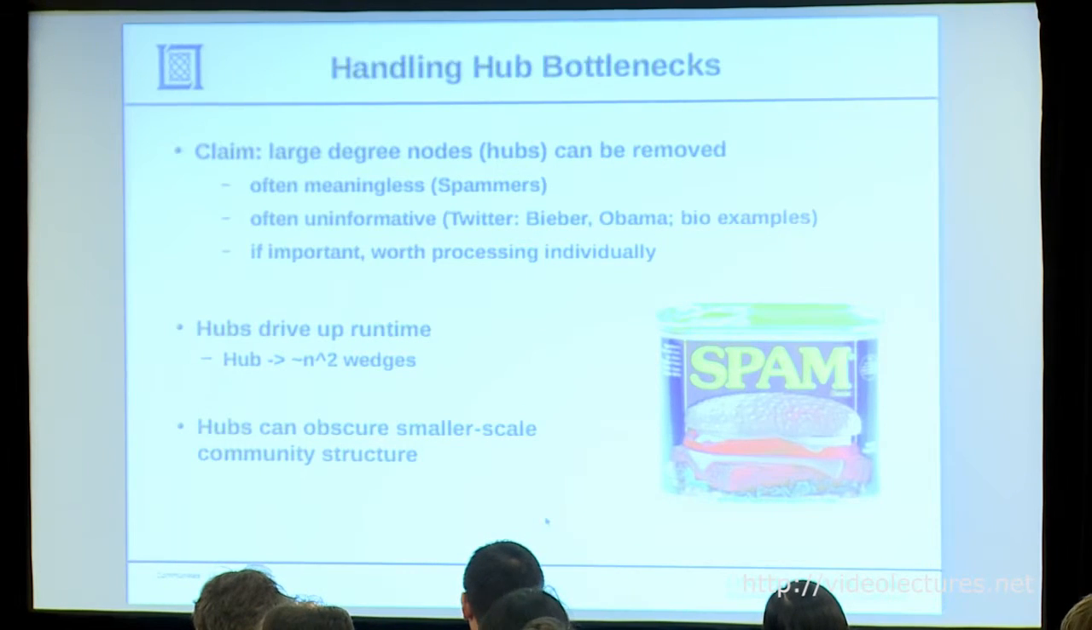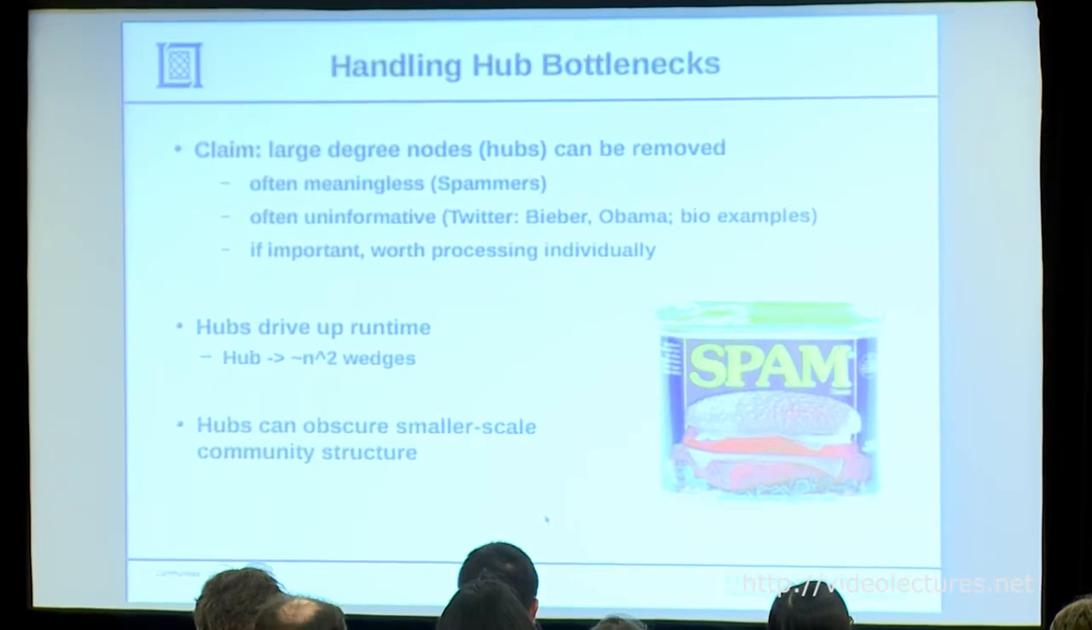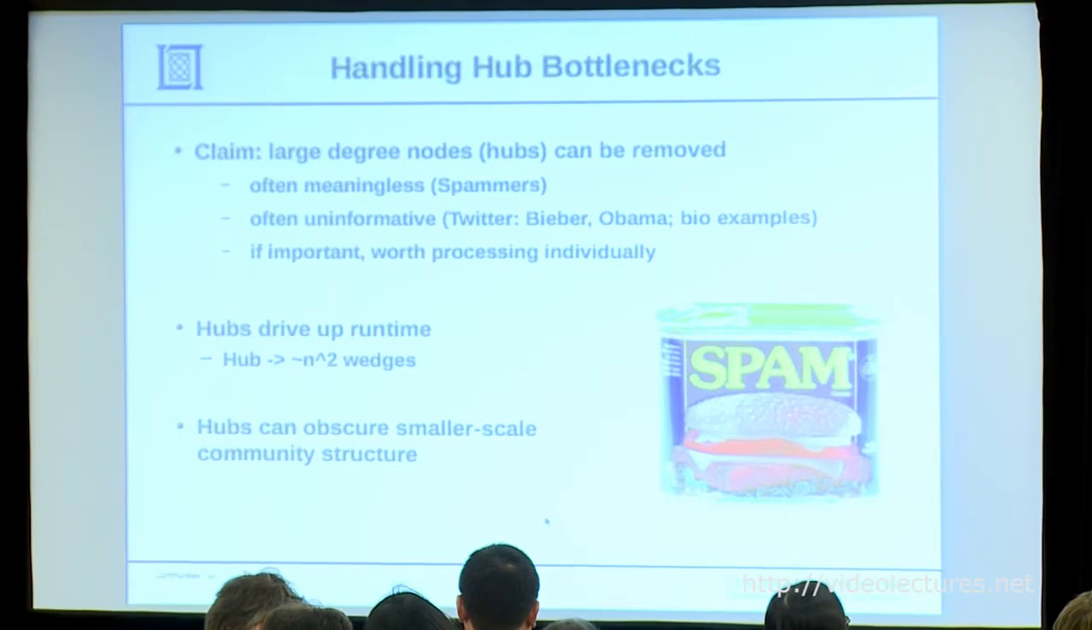Right, so hubs are a big problem because they make a lot of wedges. So I'm going to try to convince you that sometimes the best thing to do when you have a big problem is to ignore that problem. And what I mean by that here is we're going to remove from the graph all of the biggest hubs. And I claim that that's OK to do for a few reasons, depending on your data.